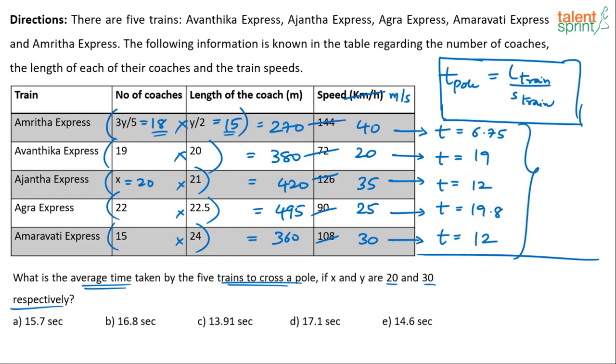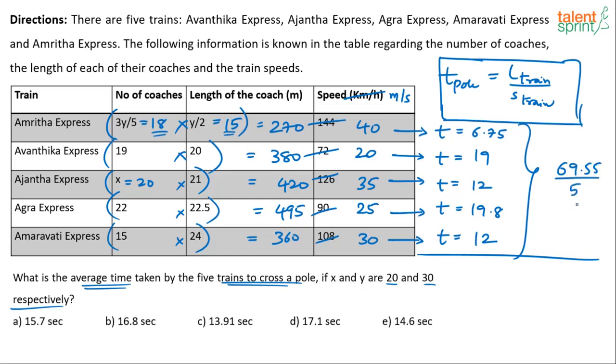Anyway, you know that it will be between 6.75 and 19.8. Yeah, all the values are in that range. So do the calculation now. See, 19 and 19, 38, 12 and 12, 24. So 38 and 24 is 62. Yes or no? 62 and 6 is 68. 68 and then 0.8, 68.8. 68.8 and 0.75, 69.55.